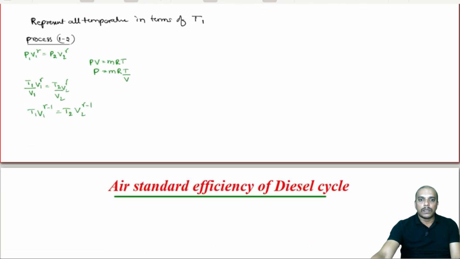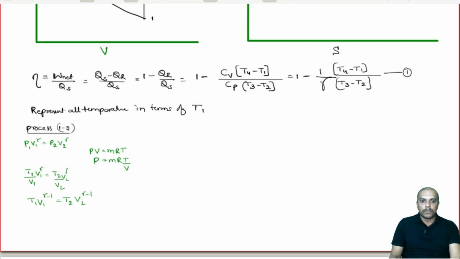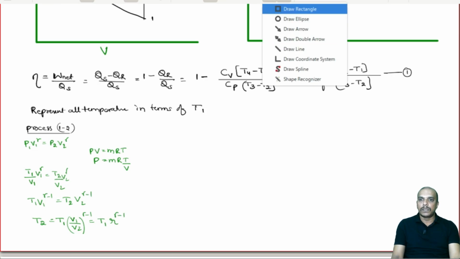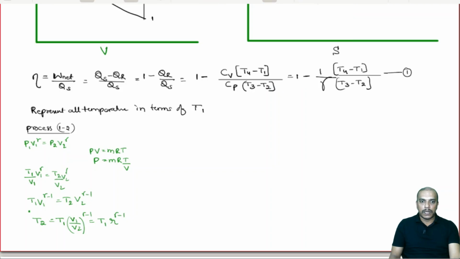All right. So, then we have T2 is equal to T1 (V1 by V2) whole power gamma minus 1, and remember V1 by V2 is r, so T2 is T1 r power gamma minus 1. Now, what did we just do? We have written T2 in terms of T1, that is the intention with which we started. All temperatures we will try to represent in terms of T1, all right.